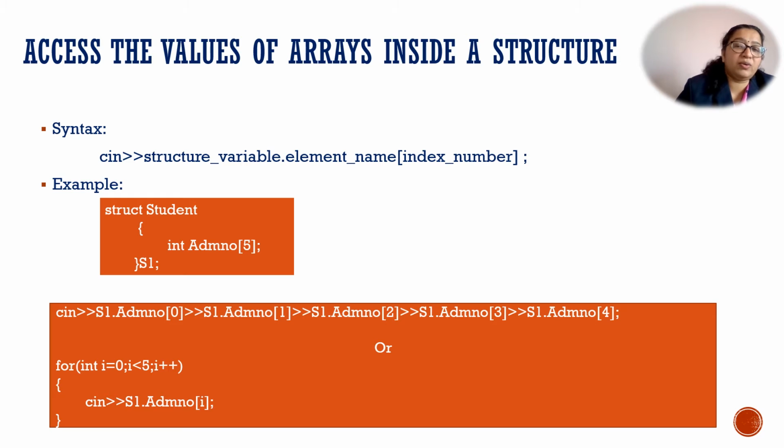How to access the values of arrays inside a structure? Here the syntax is cin, structure variable, dot, element name, then in the square brackets the index number. Here is one example. Struct student, where student is the structure name. Inside that student, the admission number, only one element I put just as an example. Then 5 in the square brackets means I want to assign admission numbers for 5 students. And S1 is the block name.